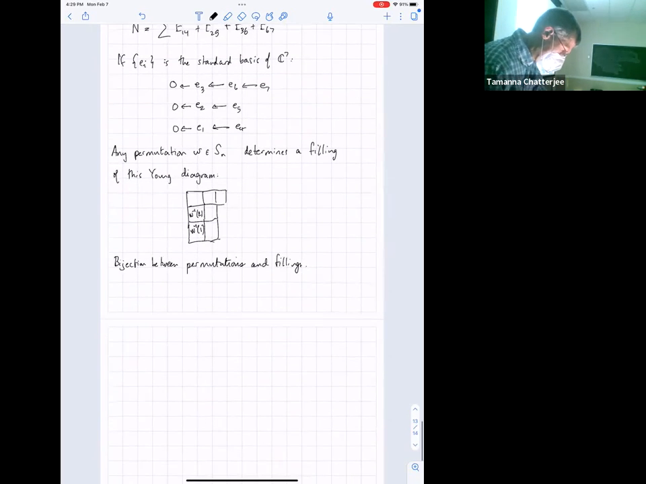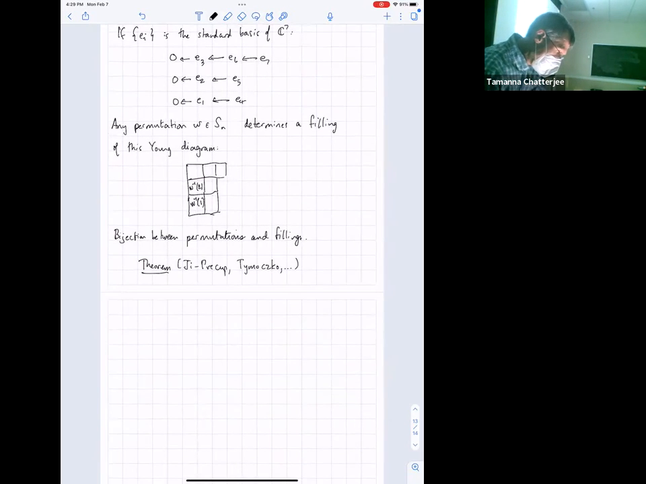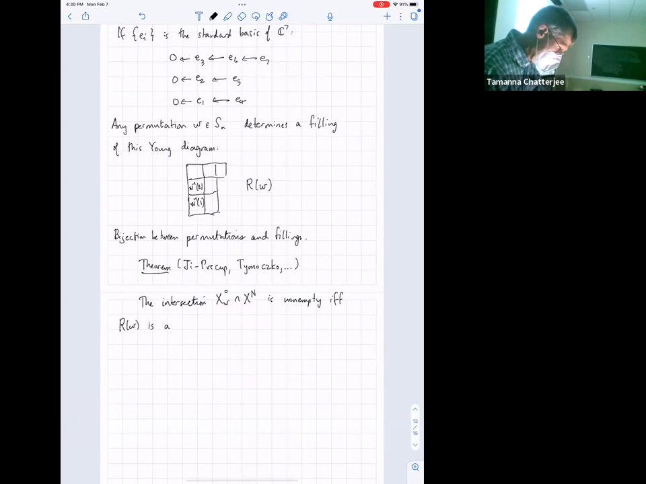But the theorem is, and maybe I'll say Spaltenstein or maybe I'll write Tomas here, I'm not exactly sure, that, by the way, they give this filling a name too. They call this R(w). And the theorem is that the intersection X_w^0 intersect the Springer fiber X_n is non-empty if and only if R(w) is a row strict tableau.